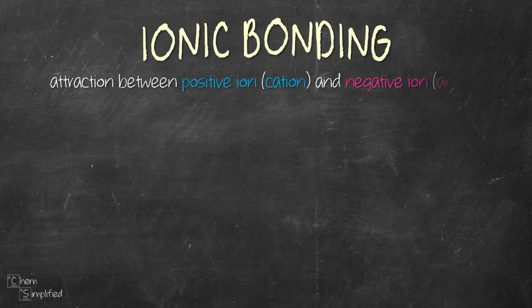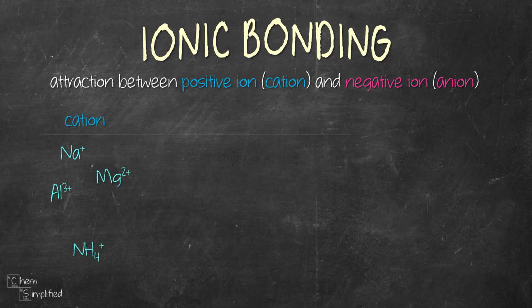A broader definition of ionic bonding involves the attraction between positive ion and negative ion. We call the positive ion cation. Here are some of the examples of cation. The negative ion, we call it anion.